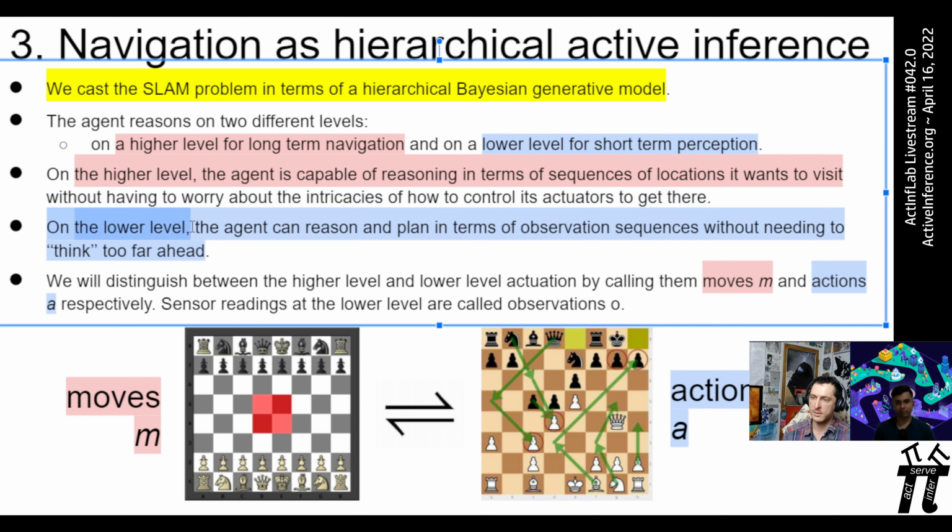On the lower level, the agent can reason and plan in terms of observation sequences without needing to think too far ahead. Short-term action selection plans based upon ongoing input. We will distinguish between the higher level and the lower level actuation by calling them moves, M, and actions, A, for the 2 higher and lower levels. And the sensor readings, like the visual input, but other sensors could be added too, at the lower level are called observations, and that's modeled with an O.